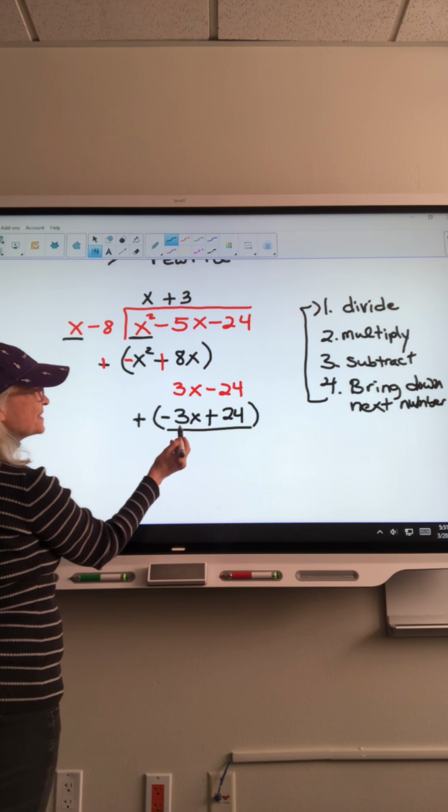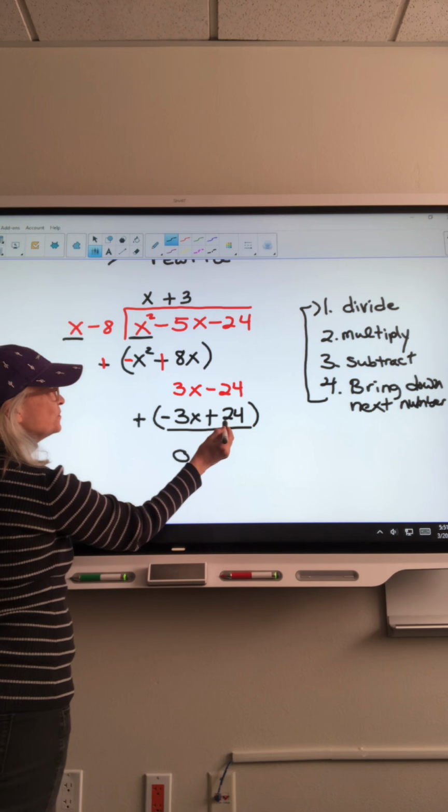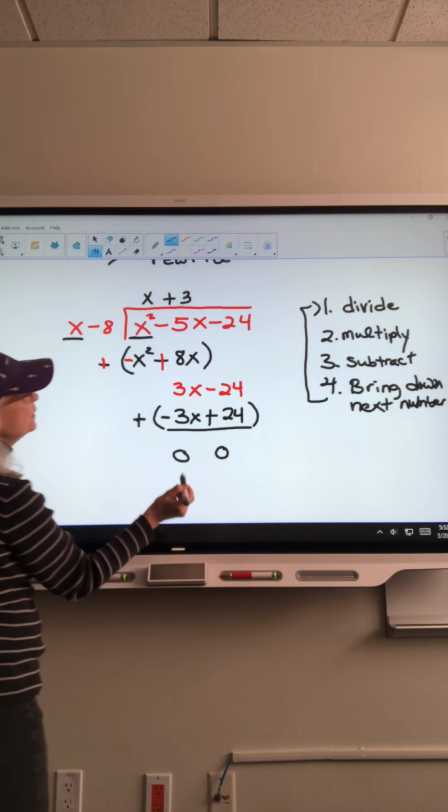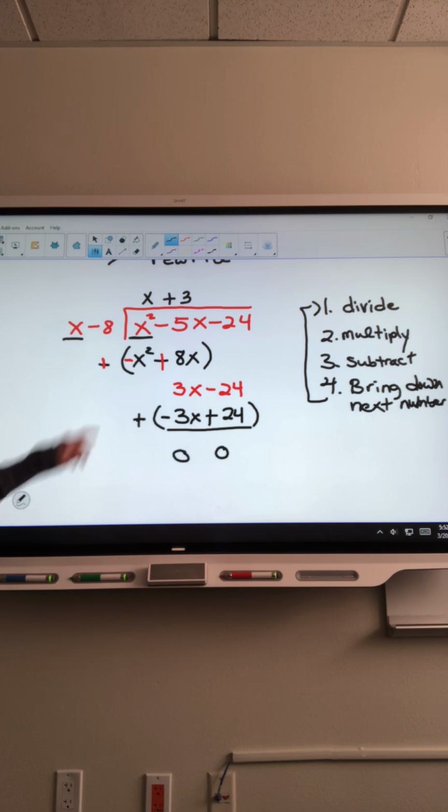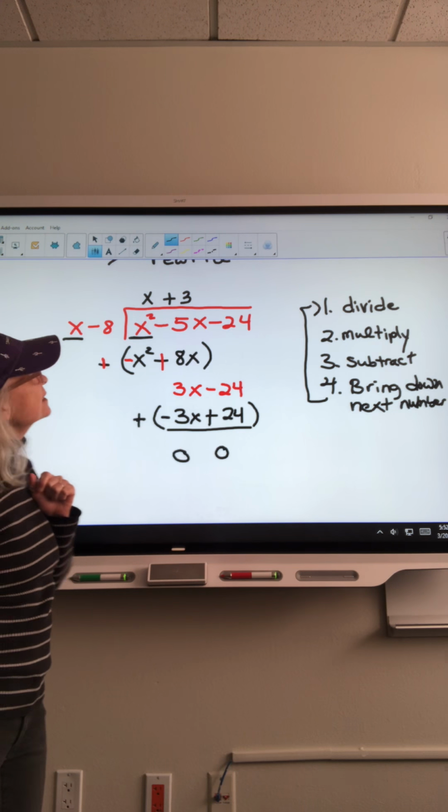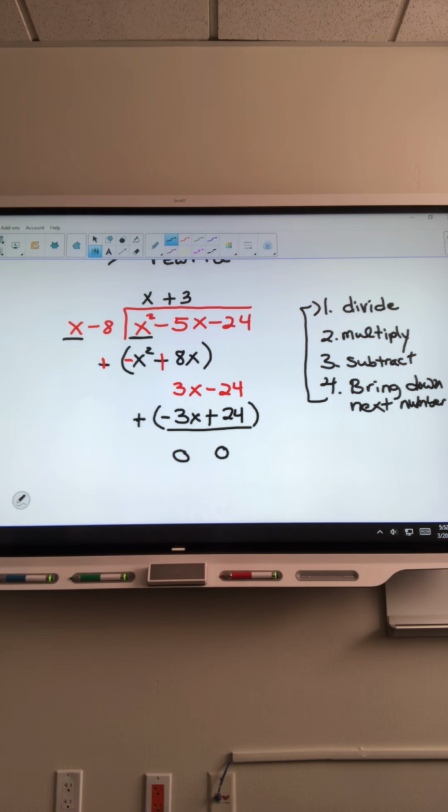Okay, so 3x minus 3x is 0. A negative 24 plus 24 is 0. So we don't have a remainder this time, and our answer is just x plus 3.